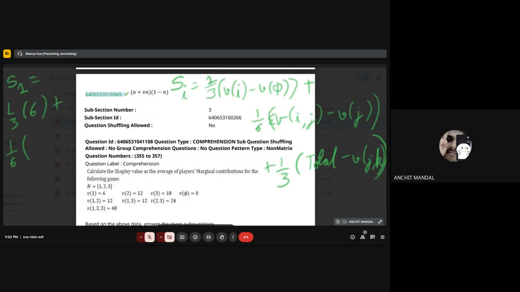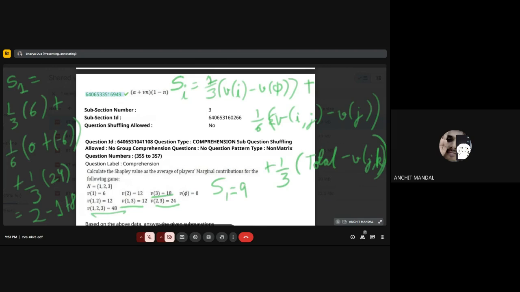12 minus 12 is 0. Plus we have 1 comma 3, which is 12. B of 3 is 18. 12 minus 18 is minus 6. 0 minus 6, plus 1/3 total is 48. 2 comma 3 contributes 24. So that means 48 minus 24, which is 24. This is 2 minus 1 plus 8. So we know that Shapley value for player 1 is 9.